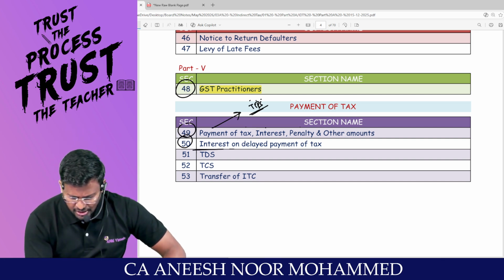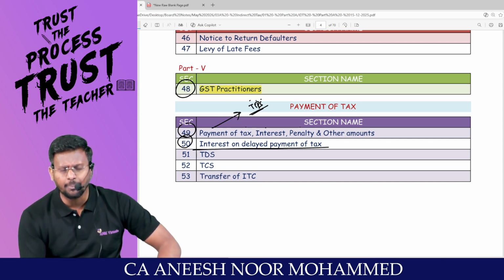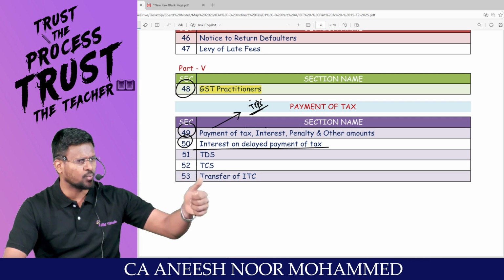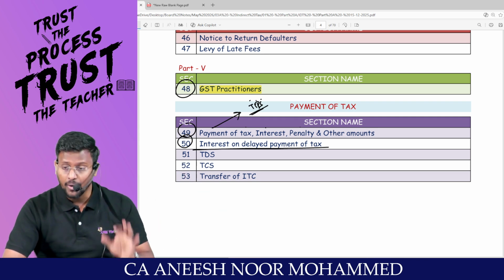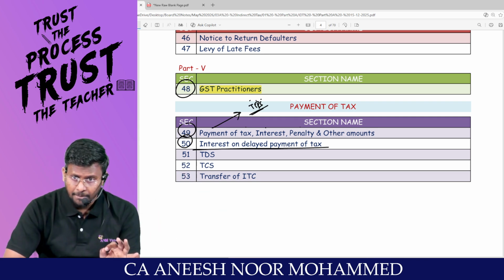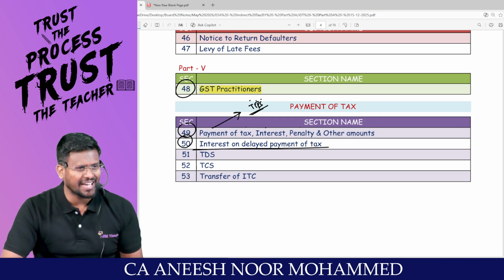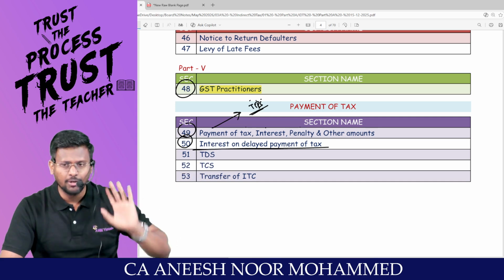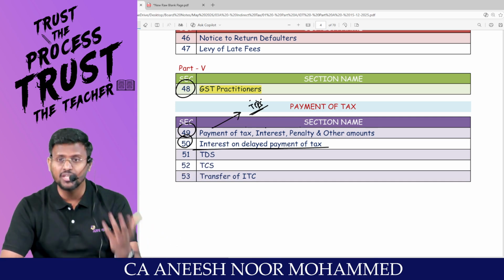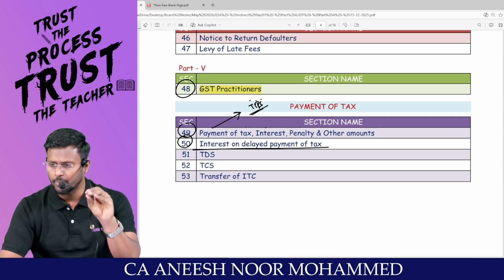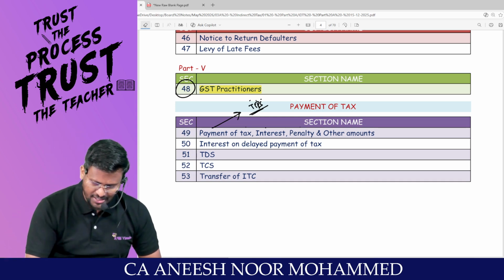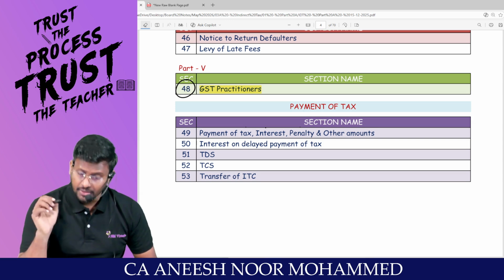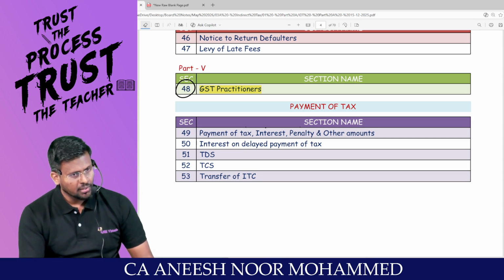Section 50 is talking about interest on what? Delayed payment of tax. There will be a due date for filing the return like GSTR 1, GSTR 3B, etc. You are not filing the return on time and you are not paying the tax on time. You are paying the tax belatedly. That means you are liable to pay what? Interest. Interest liable to be paid is under section 50. So what is section 49? Payment of tax. What is section 50?